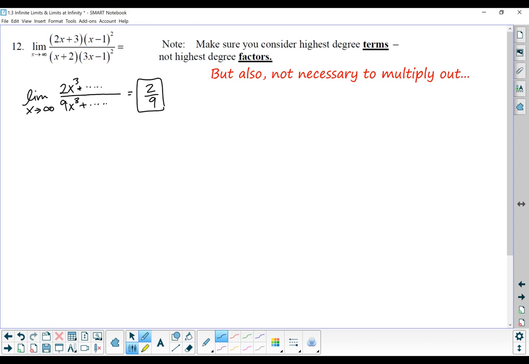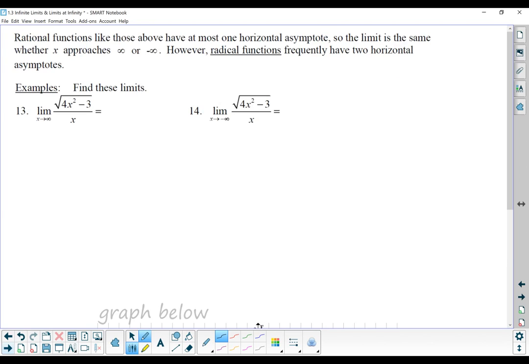Okay, so for rational functions, they have at most one horizontal asymptote, and the limit is the same whether x is approaching positive infinity or negative infinity. But in calculus, we get to deal with some cooler functions that are more interesting. And one type, radical functions, frequently have two different horizontal asymptotes, one on the right and one on the left. I'll show you a graph in just a second, but I want to find the limits first because the graph will obviously give it away.